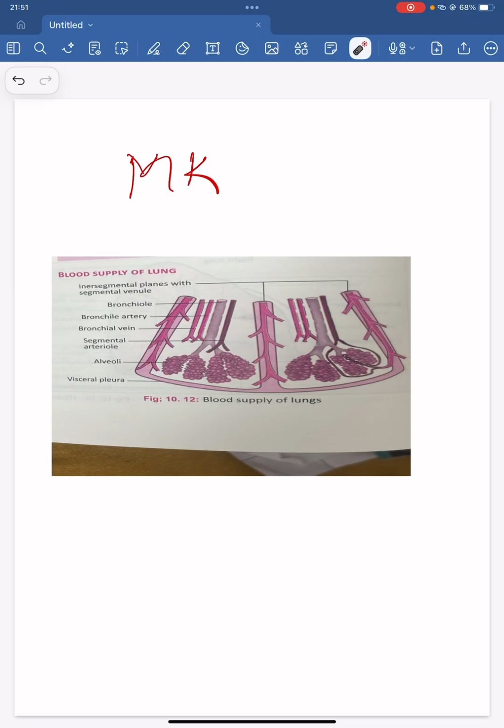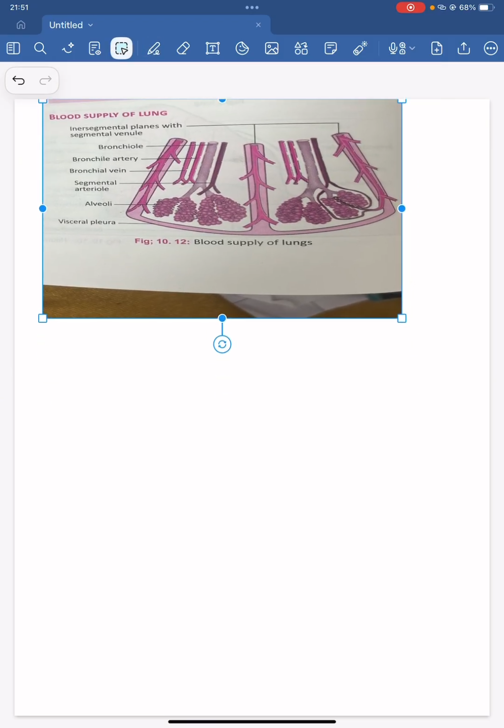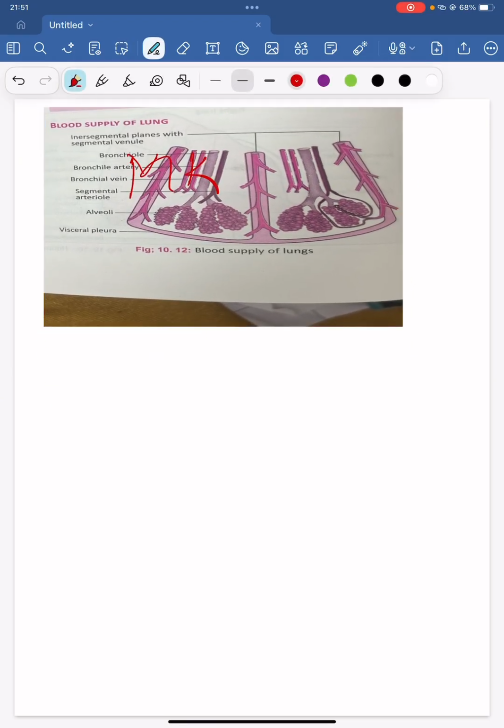So the right lung is supplied by the bronchial artery. I will write this with the pen. Right lung, there is an artery called the bronchial artery.